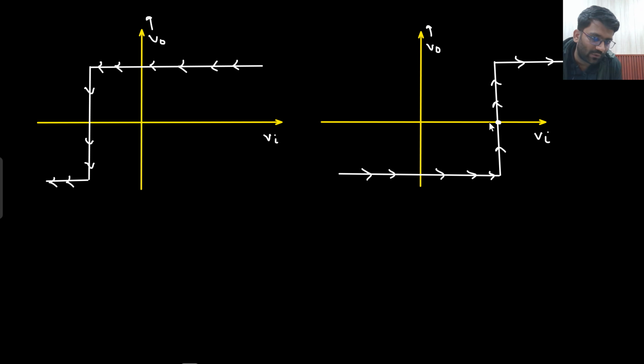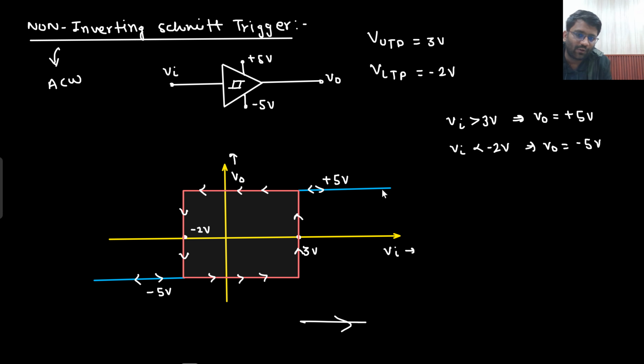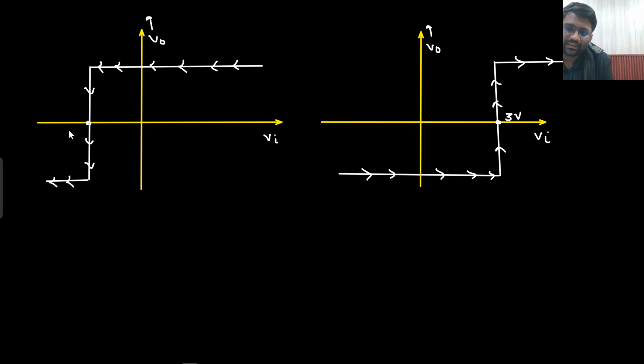If I only follow the forward sign, this voltage is 3 volt, and this is the characteristic I am getting. If I only follow the backward sign, then this is the characteristic I will get. So this point is -2 volt. Understandable? Well and good. This is 3 volt and -2 volt.